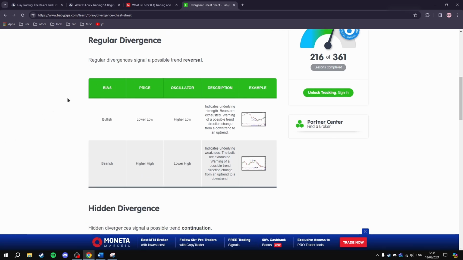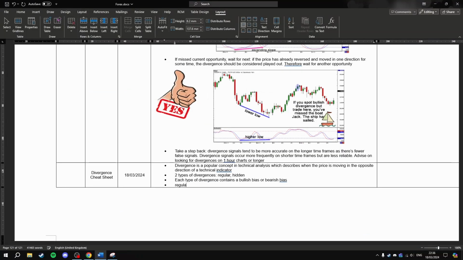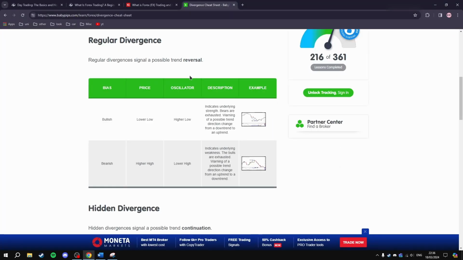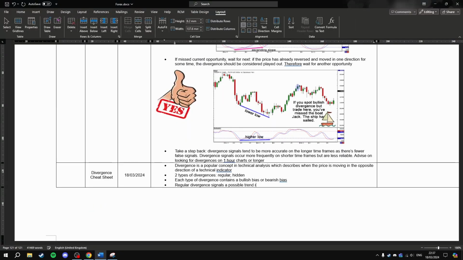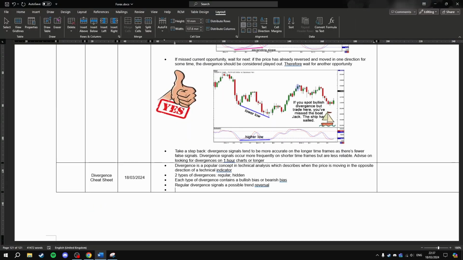Regular divergence signals a possible trend reversal. Hidden divergence signals a possible trend continuation.